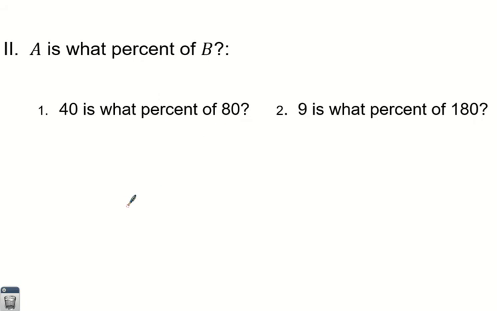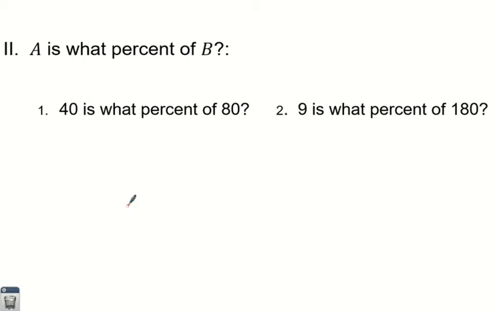Like, if you get a 40 out of 80 on a test or something, what percent is that? Now, you might be able to know that in your head. Like, as I said that, you might go, oh, I know exactly, because that's actually a nice, easy example to begin with.